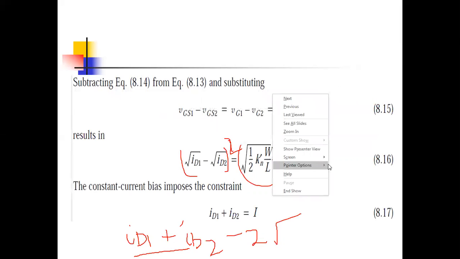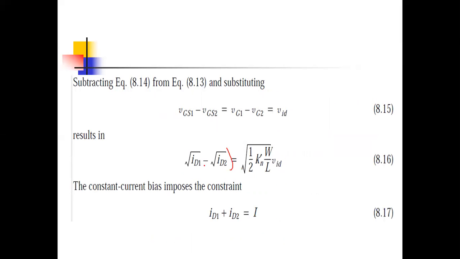Again, listen to what we have done. We have just squared this equation. If we square this equation, ID1 plus ID2 becomes I minus 2 under root ID1 and ID2. This will be on the left hand side. ID1 and ID2 equals, on the right hand side, the under root will be cancelled. But VID is not in under root.